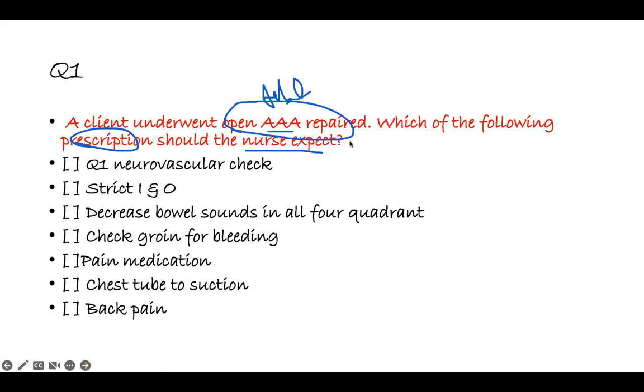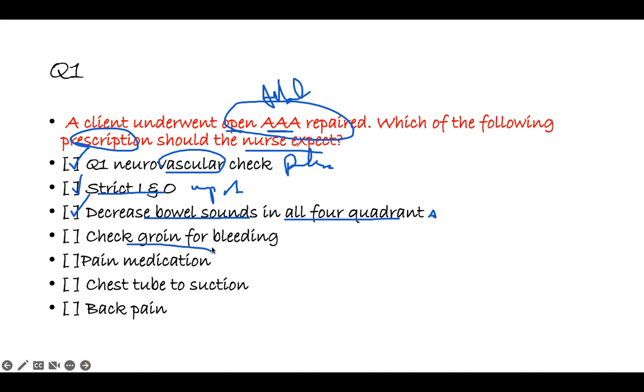One, check Q1 neurovascular check. Yes, you need to check the pulses. That is number one, to make sure the graft has not thrombosed. Two, strict I and O's. Yes, you have to check their urine output and how much fluid you're giving them. Three, decreased bowel sounds in all four quadrants. They have an open AAA. Yes, you have to do that because the bowel sounds are expected to decrease. So this is what the nurse expects to see. Their bowel sounds are not going to be normal.